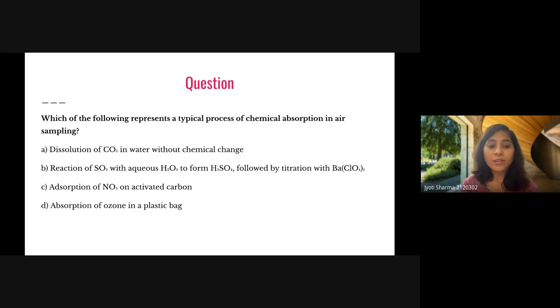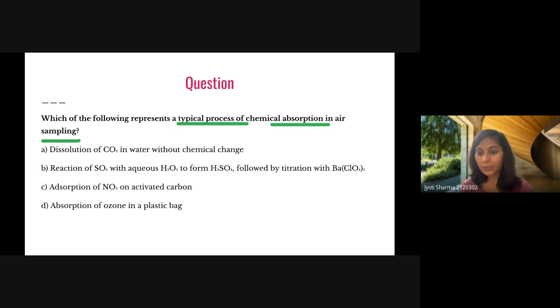Which of the following represent a typical process of physical absorption in air sampling? And we have four options here. A, dissolution of CO2 in water without chemical change. B, reaction of SO2 with aqueous hydrogen peroxide to form sulfuric acid followed by titration. C, adsorption of NO2 on activated carbon, and D, absorption of ozone in a plastic bag. You have to tell me the typical example of chemical absorption of air into some liquid.